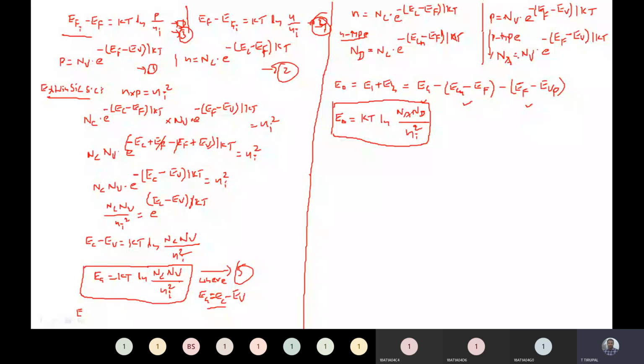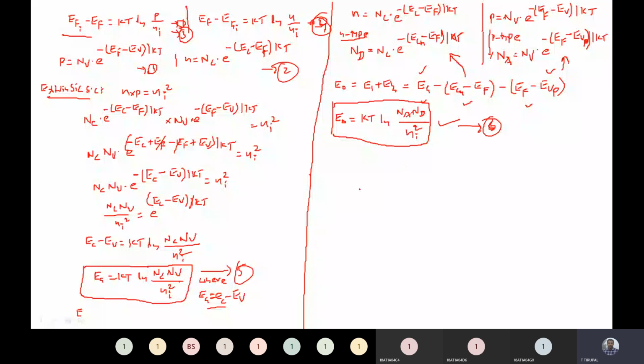Similarly, this is an acceptor impurity, P-type semiconductor. We can write P is equal to Nv e power minus of EF minus EVP, because EVP is the valence energy band in P-type semiconductor. So get the expression for EF minus EVP from this equation, ECN minus EF from this equation, and substitute. Substitute the EG value from the fifth equation here. Then you get E naught is equal to KT ln Na Nd by Ni square. This is called the sixth equation.